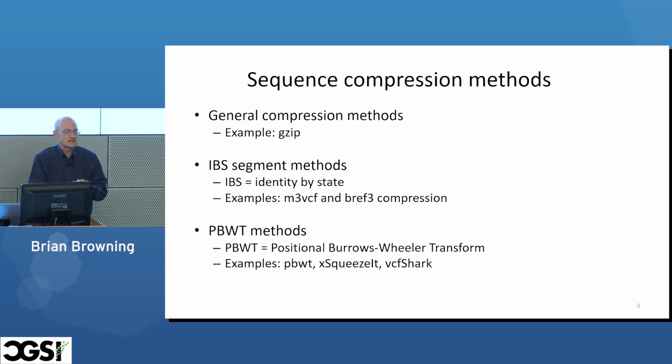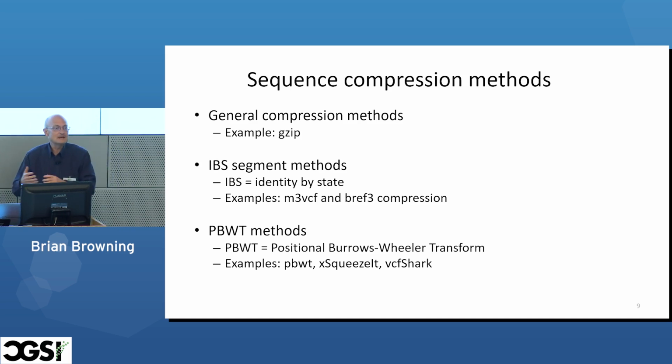General compression methods like gzip, then IBS, or identity by state segment methods that make use of the fact that haplotypes share sequences of alleles to compress the data. Examples would be M3VCF and BREF3. These methods were originally developed for use with imputation methods, where you use them to compress a reference panel.